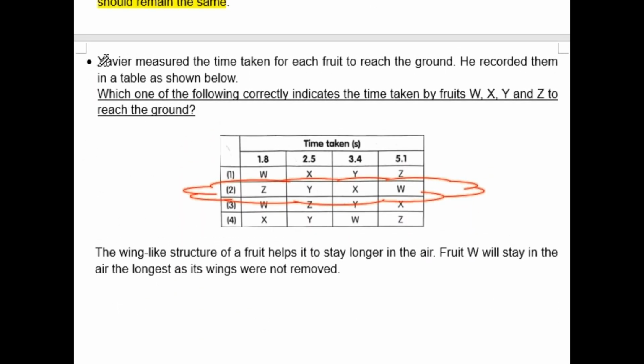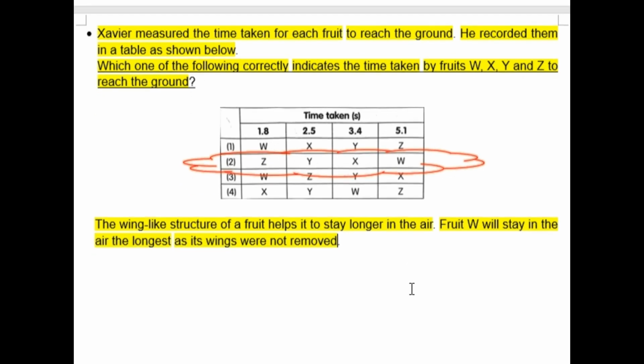Xavier measured the time taken for each fruit to reach the ground. He recorded them in a table, as shown below. Which one of the following correctly indicates the time taken by fruits W, X, Y, and Z to reach the ground? The wing-like structure of a fruit helps it to stay longer in the air. Fruit W will stay in the air the longest as its wings were not removed.